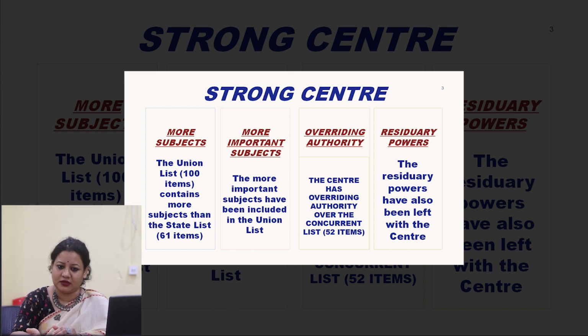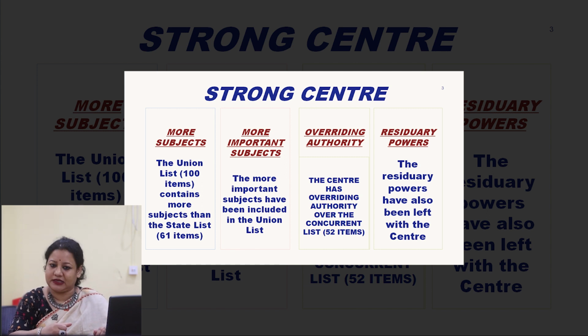That is again another bias towards the central government. And the third point, as I told you, we have three lists. One is union, one is state, and one is concurrent. In the concurrent list, both the central and the state government have power. Both can make laws on those subjects which are included in the concurrent list, but there is a difference. Now what is the difference?